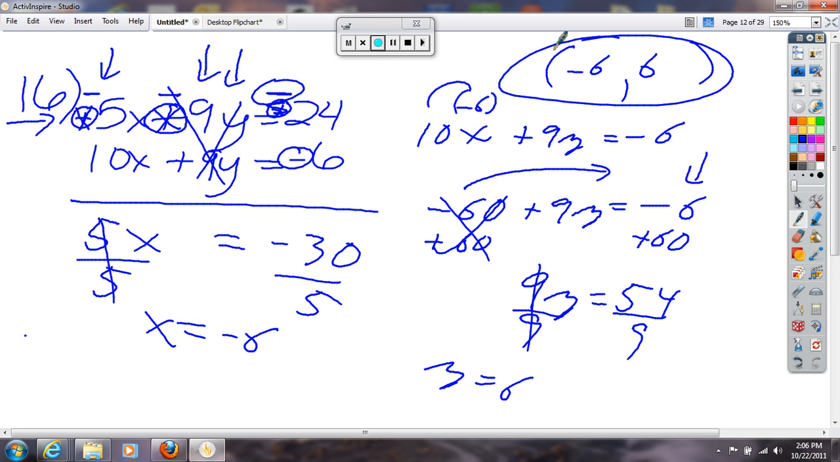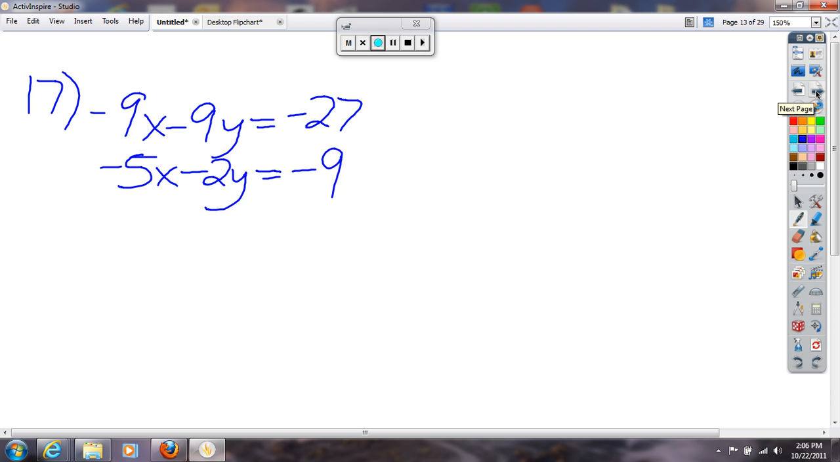Problem number 17. Another elimination problem. But this time, again, I need same number, different signs, and I don't have the same numbers this time. So I have to multiply. Do I have numbers that are different? No, all the numbers are the same. So I need to figure out what I want to do.